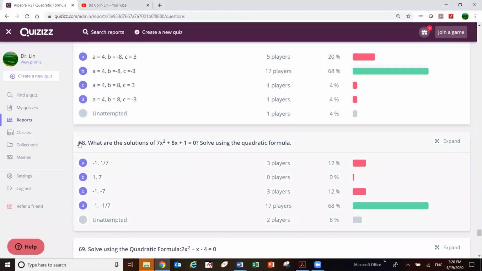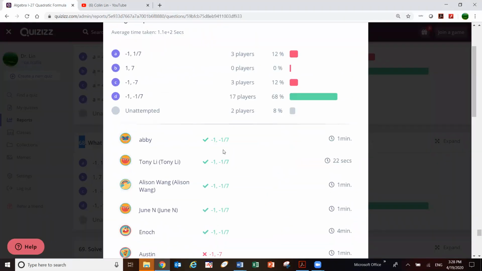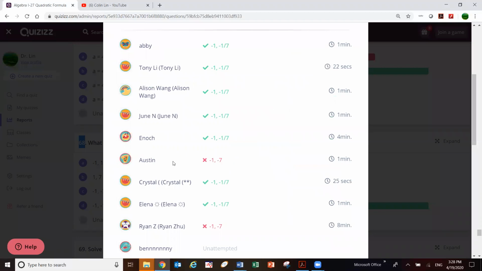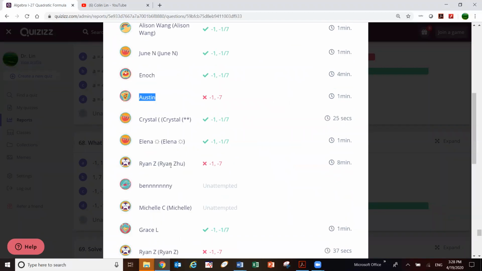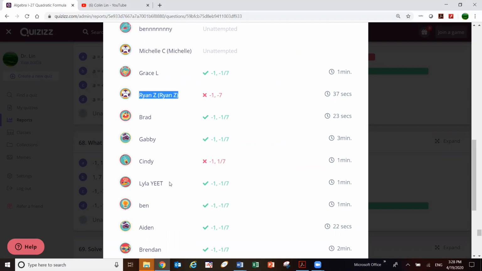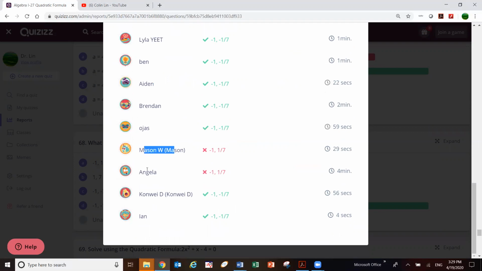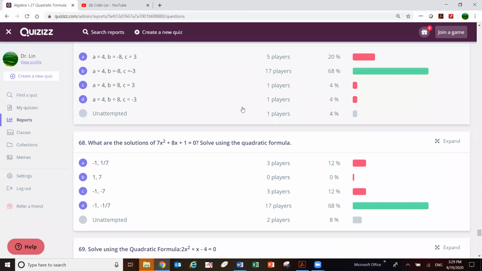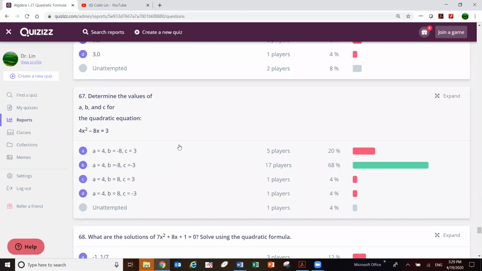Any questions on the 68 part? I can see who did it wrong. Austin, you did it wrong here. Ryan, Michelle and Ben did not attempt it. Ryan did one more time here. Cindy, you did it wrong here. Mason and Angela. I can see who takes long and how long it takes, right? This software is so good. I like this one. Okay, let's go to this one.